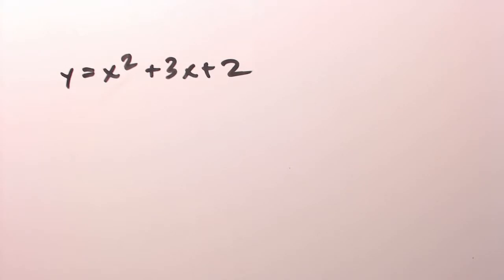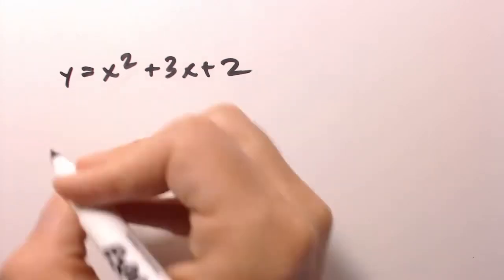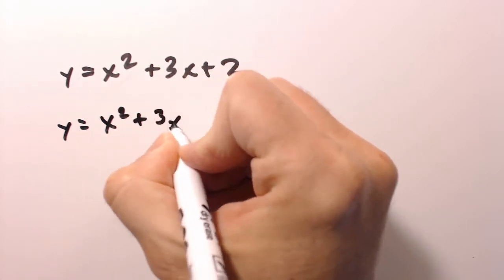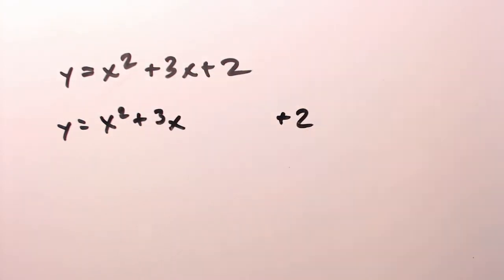So here we have another example. We're going to convert this into vertex form, but this time we don't know what the answer is, so we have to figure it out. Let's start by writing out this stuff again. I'm going to leave myself a space there. And now we need to figure out what goes into this space.